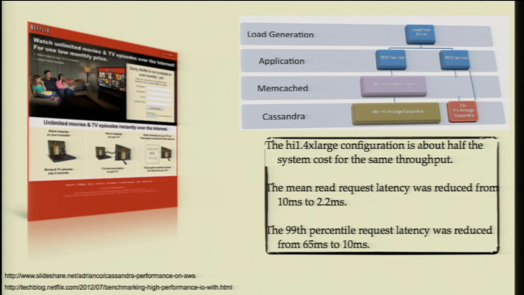The other architectural change they made was they used to have a bunch of M2 4x large high memory instances fronted by an M1 extra large caching layer. They got rid of the caching layer, and they went from about 48 M2 extra larges to 15 HI1 4 extra larges. So a significant change in how their Cassandra architecture worked. We've seen many other customers adopt exactly this, for Cassandra in particular.